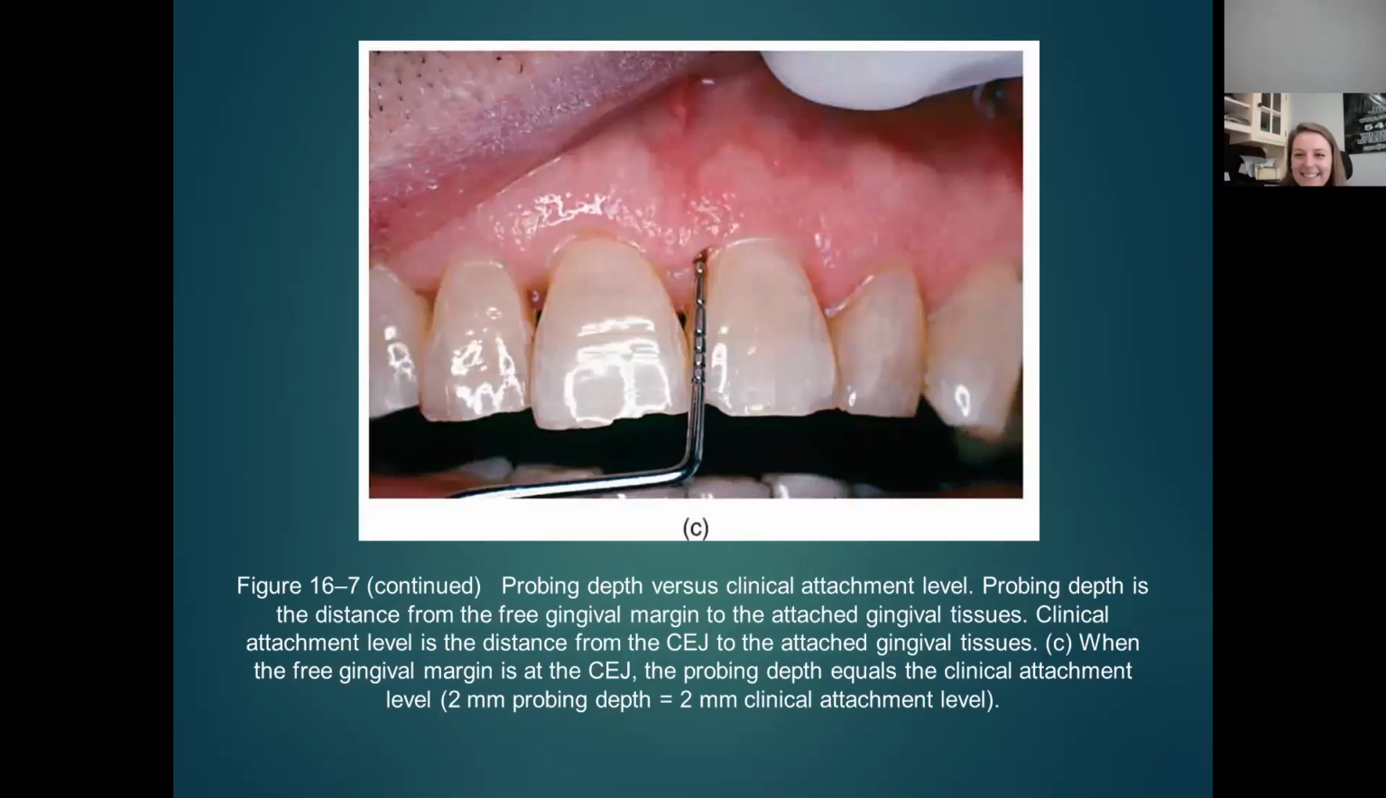So the probing depth again versus the clinical attachment level here. When the free gingival margin's at the CEJ, we don't need to add or subtract anything. So the probing depth is that clinical attachment level. Again, it's CAL until we know there's apical migration to that junctional epithelium. Then it's CAL for loss versus level.